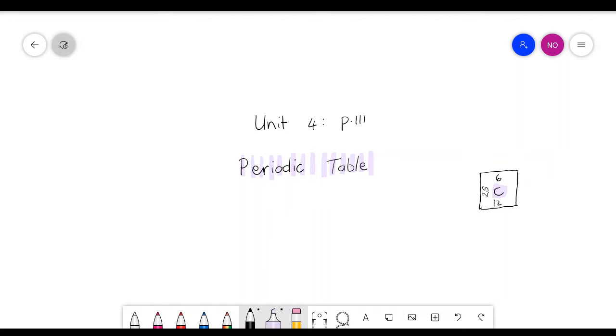So you guys know, because you did this in grade 8 and in grade 9, that you find your metals on the left-hand side of the periodic table and your non-metals on the right-hand side, except for which one?